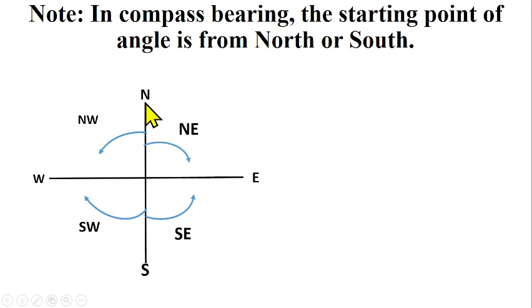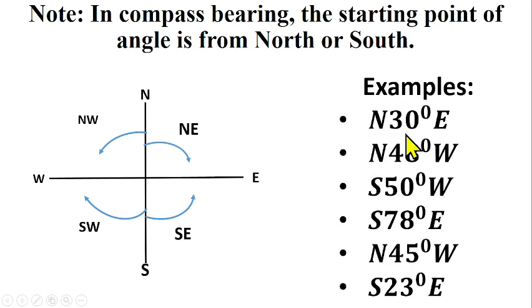But we can only move from the north to the east, that gives us northeast. I can move from the north to the west, that gives us northwest. I can move from south to the east, that gives us southeast. I can move from south to the west, that gives us southwest. I hope you understand. So okay, if you understand that, these are examples of compass bearings. All these examples are compass bearing.